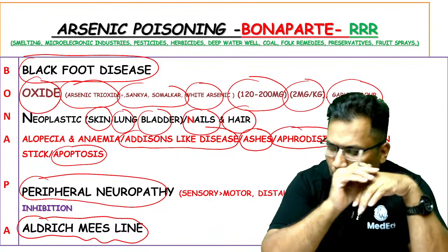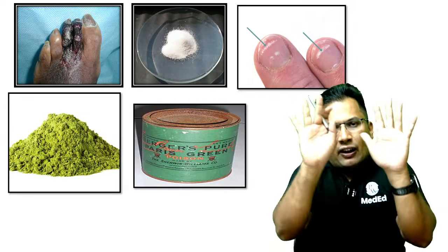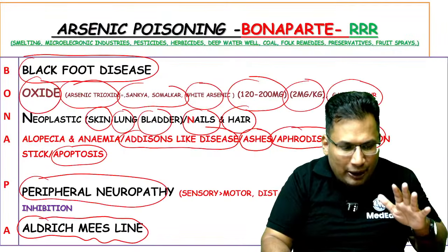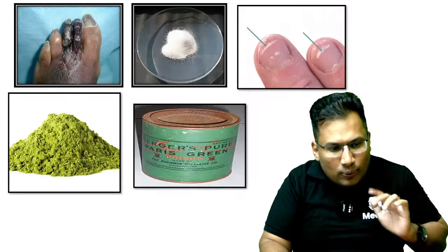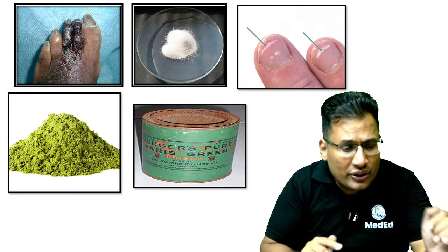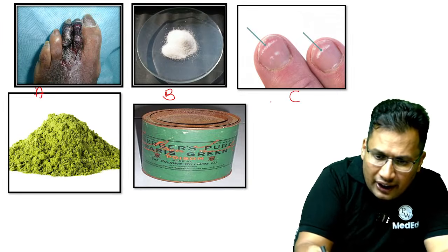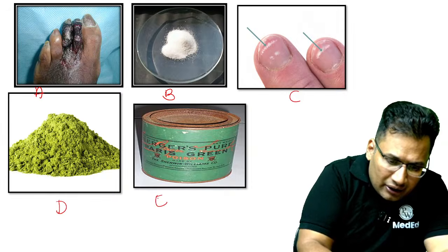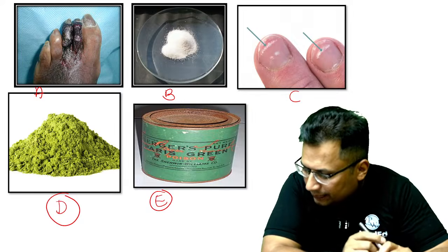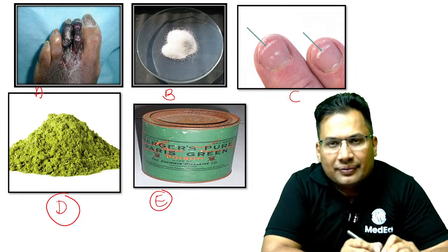Okay. Now let's discuss the 5 important images. Look at the 5 images related to arsenic poison. The Bonaparte mnemonic we discussed, up to P we discussed, up to A we discussed. So now these 5 images, can you identify the 5 images related to arsenic poison? What is A? What is B? C, D and E. Who will tell? Let's see. Menak Datta, Bhumika, Srimati, Dhanya Sharma, Rakesh.